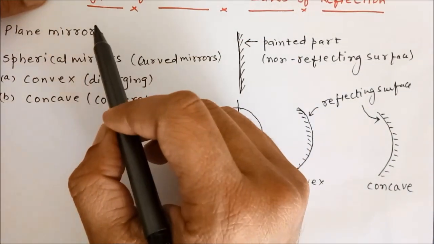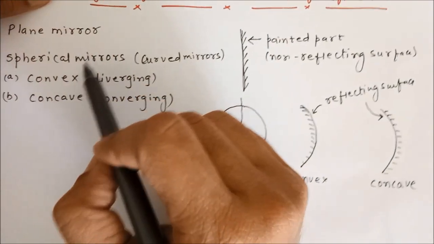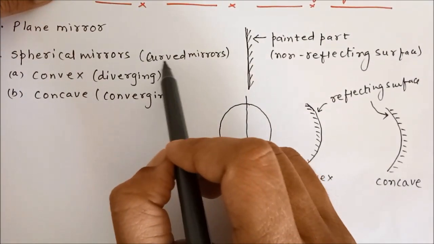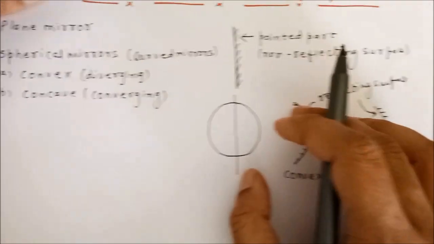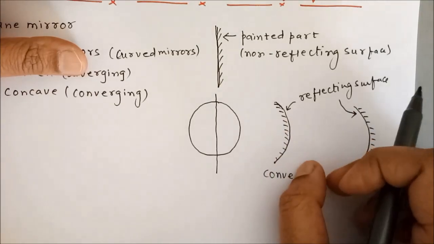So mirrors are broadly classified into two categories, and the second one, the curved mirrors, are also divided into two parts, convex and concave. Here is a brief understanding of all of them.